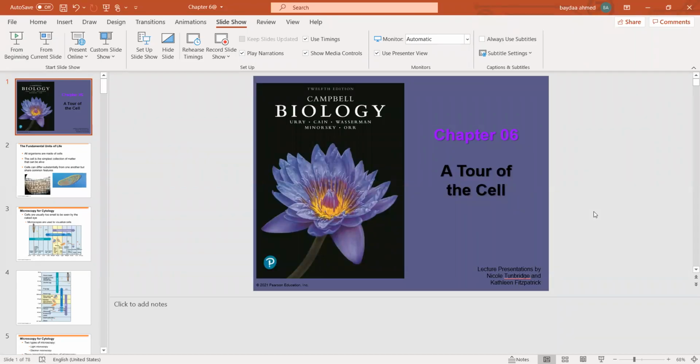With chapter 6, I'm going to take you on a tour of the cell. We are going to talk about the different types of cells and then how the structures inside the cell fit their function. So this chapter is all about the cell, whether it be eukaryotic or prokaryotic cells. It should mostly be a review of what you learned in earlier biology classes.